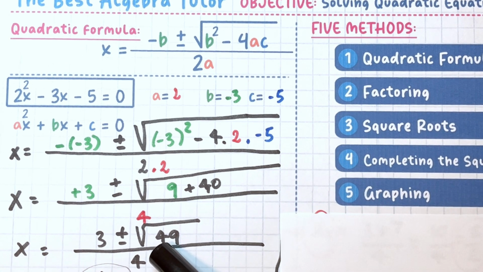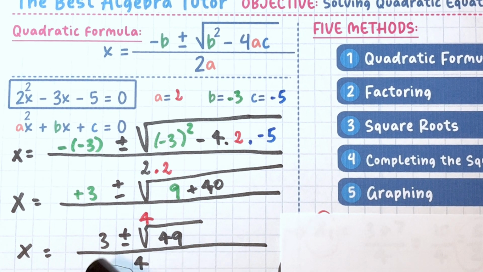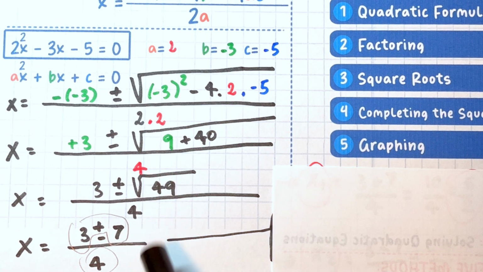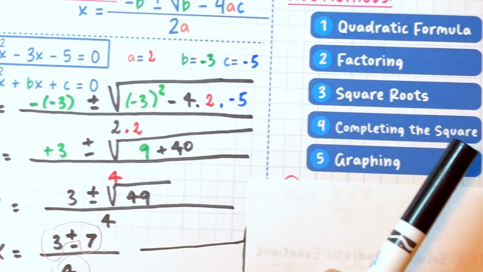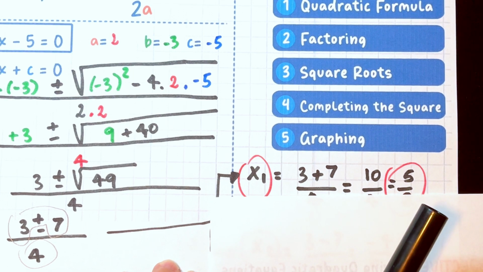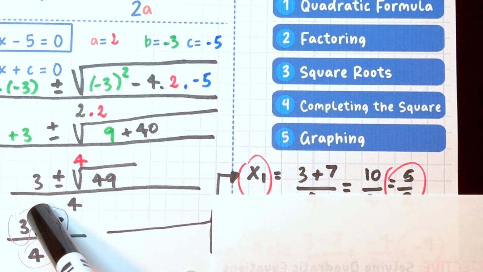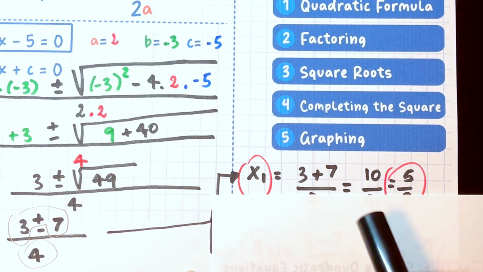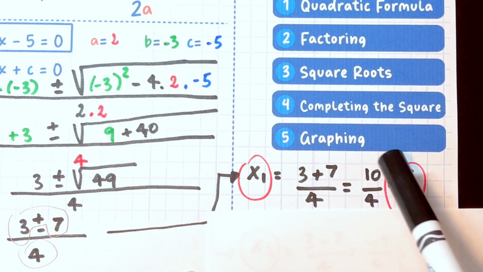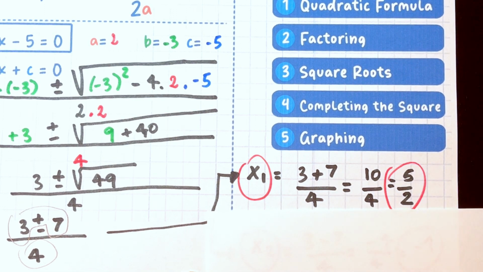Okay, so the square root of 49 is 7. So remember, we're going to do the addition to find x1, and then we're going to subtract to find x2. So x equals 3 plus minus the square root of 49, which is 7, over 4. We have to find x1 and x2. So my x1 would be 3 plus 7 divided by 4. Okay, so 3 plus 7 is 10, 10 divided by 4 is 5 over 2.